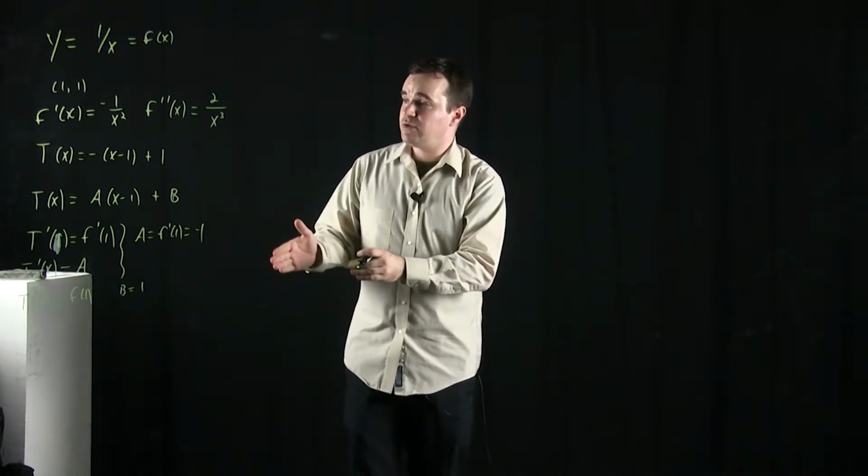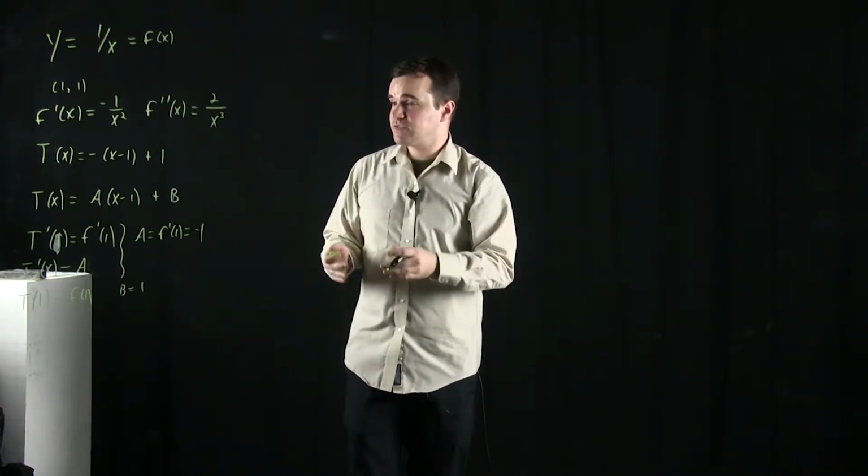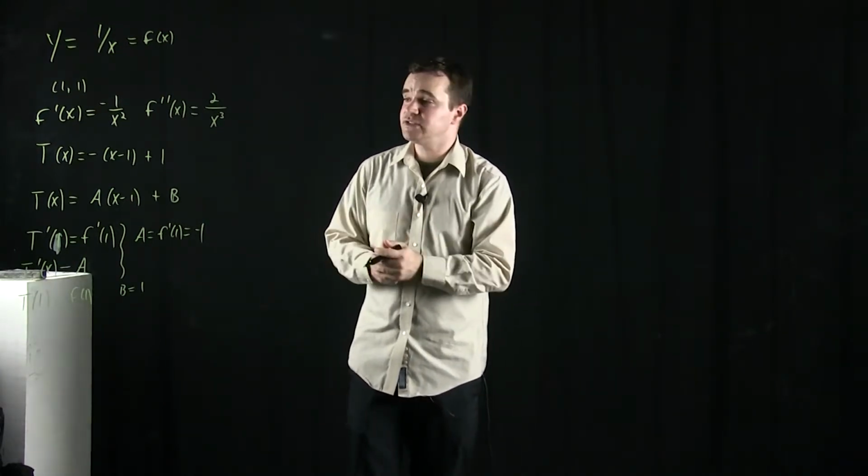1, 1, because the value of the function and its first derivative match that function. That's sort of the magic or the point of tangent lines.